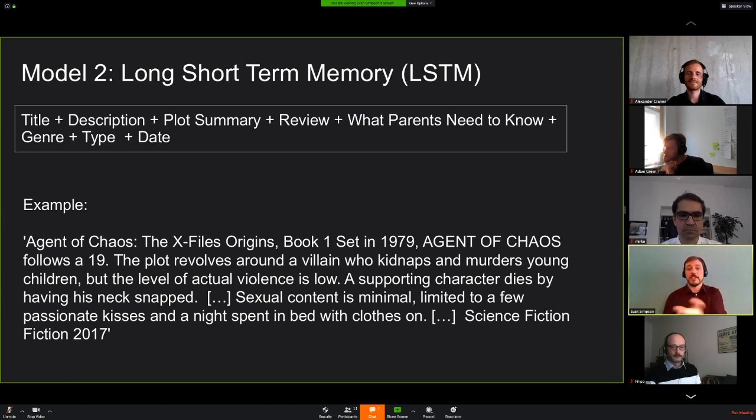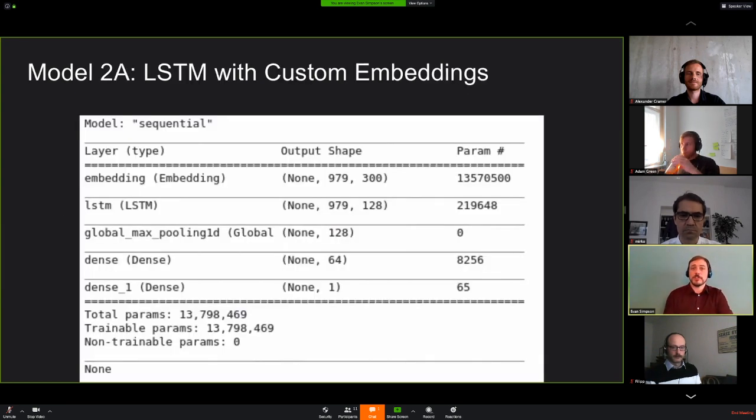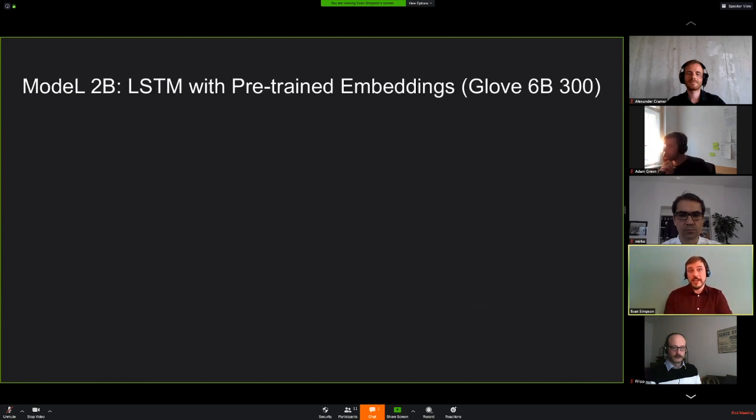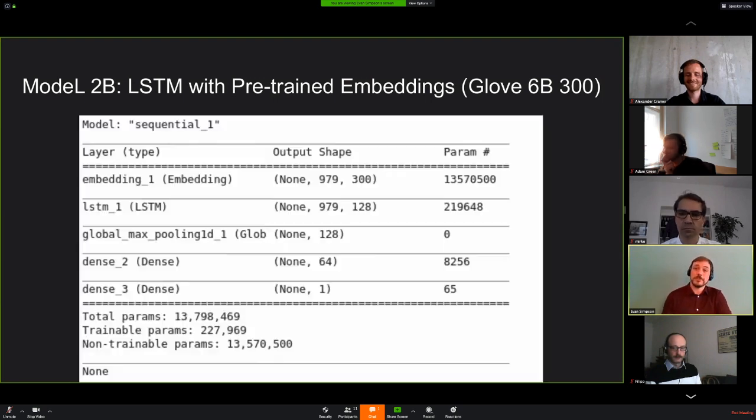Whereas at the end, you see it says science fiction, fiction, 2017, because it's the genre, the type, and then the date. And then, of course, I tried two different ways with this. One with custom embeddings, and you can see that it had nearly 14 million trainable parameters. And then I did it again with pre-trained embeddings using GloVe. Thank you once again for mentioning that, with the 300 dimensions.